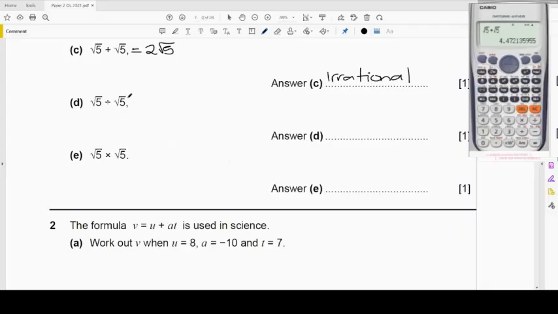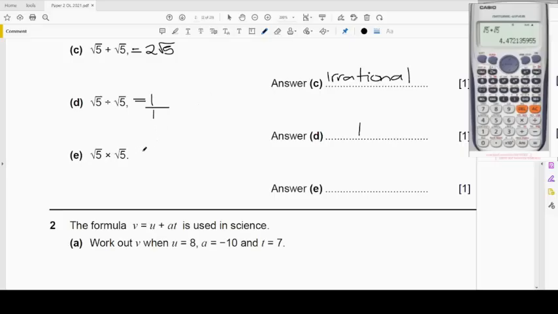Then D, we have the square root of 5 divided by the square root of 5. This is just equal to 1. I don't need a calculator in order to figure that out. And 1 is a rational number because I can write 1 as 1 over 1. So this is rational.